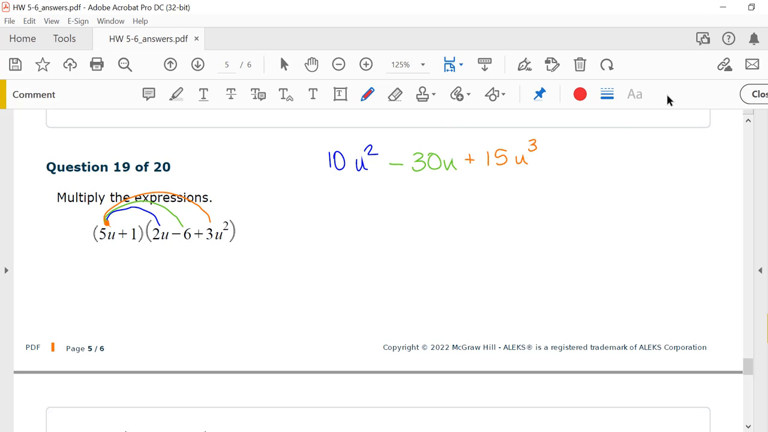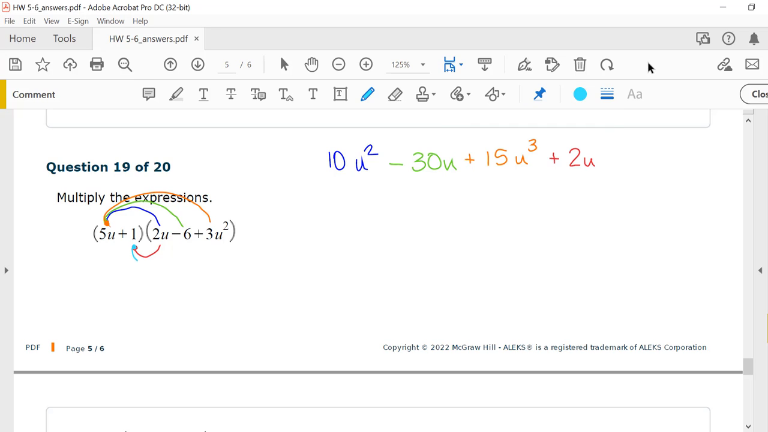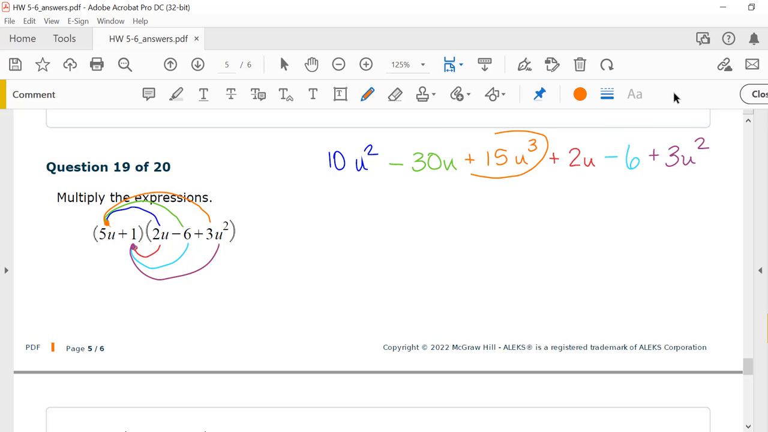Now down below, 1 times 2u is plus 2u. 1 times -6 is minus 6. 1 times 3u squared is 3u squared. Okay, look for the highest exponent. I only see one u cubed. So I have 15u cubed.